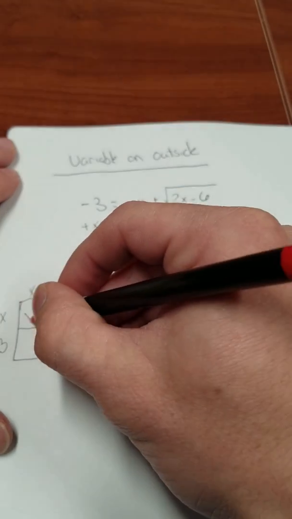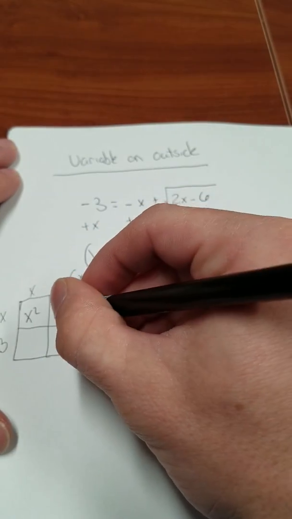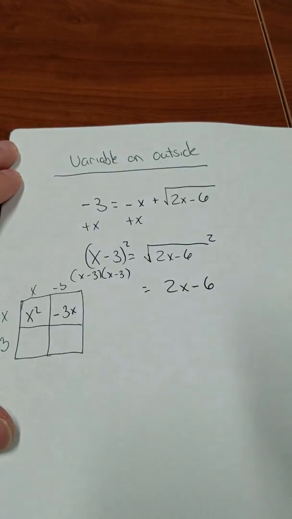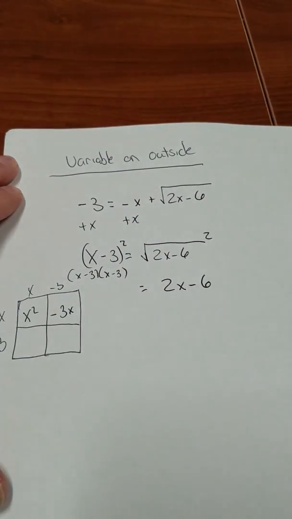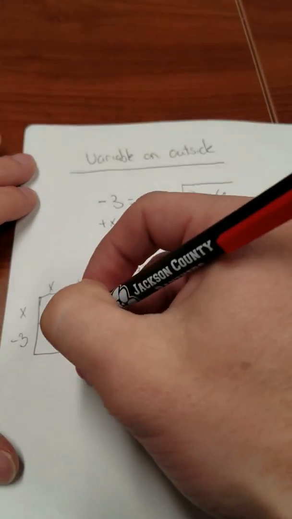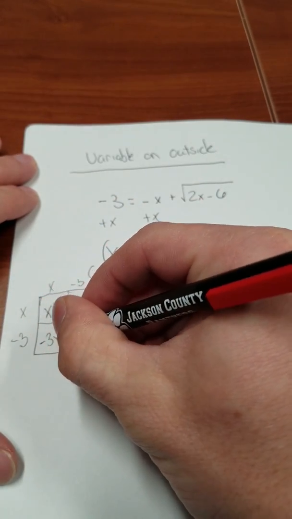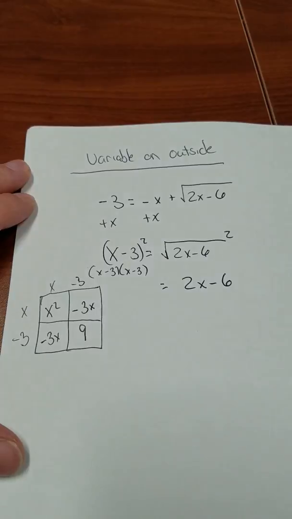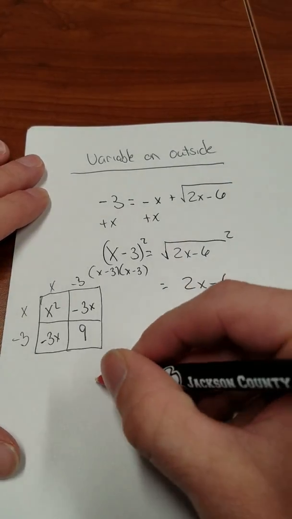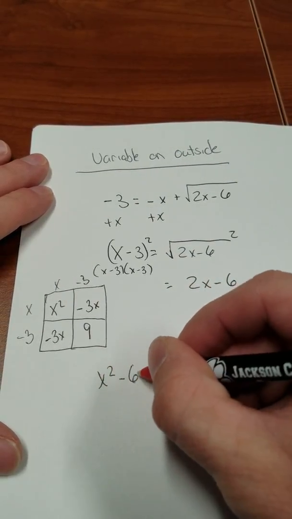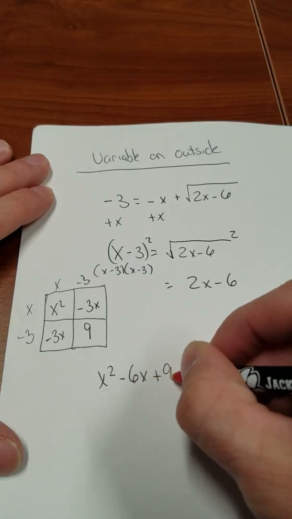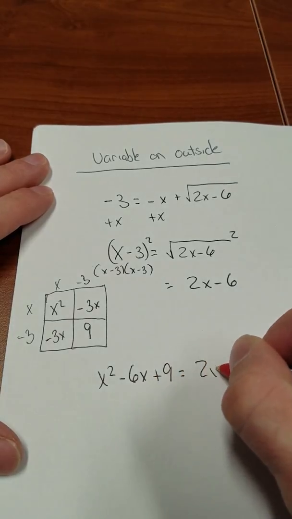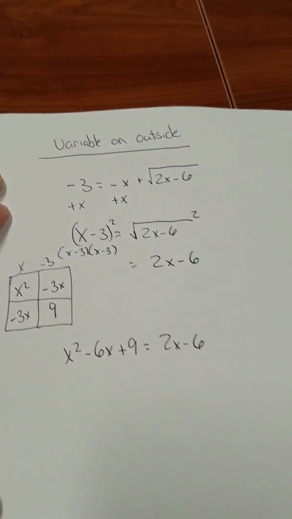X times x, x squared, x times negative 3, negative 3x. Negative 3 times x, negative 3x. Negative 3 times negative 3 is positive 9. Okay, so this turns out to be x squared minus 6x plus 9 equals 2x minus 6.